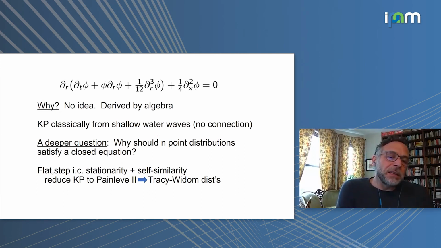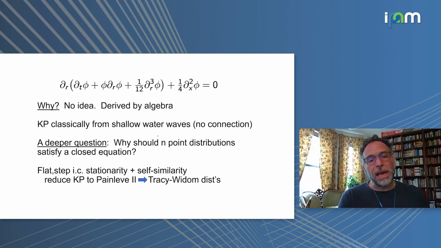But in fact, there's actually a deeper question. If you knew that these finite dimensional distributions satisfy a closed equation, it's not that hard to guess that it might be this equation, because the equation has to have a certain scaling invariance. And that scaling invariance forces equations of this nature. The deeper question is, why would the endpoint distribution satisfy a closed equation at all? We have no idea.